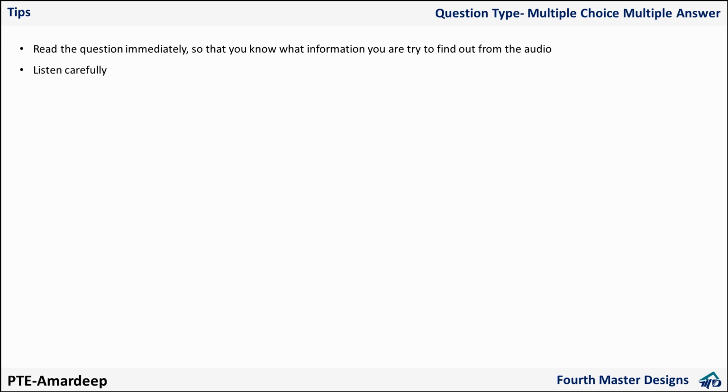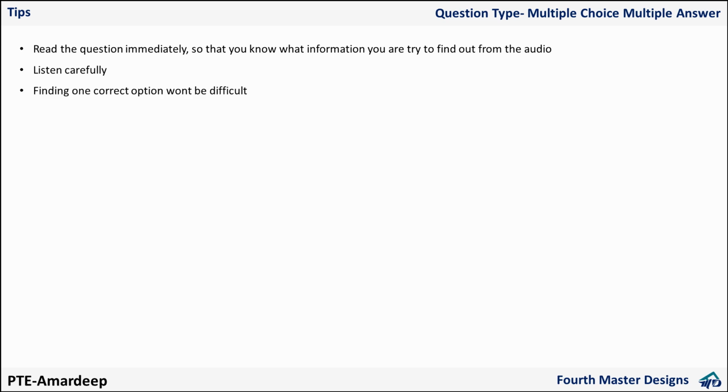Now coming on to some suggestions. The moment you get question, read it immediately, because you are getting just 5 seconds, 5 or 8 seconds only. After that audio will be played. So read the question immediately and think what information you have to figure out from the audio. Then listen carefully. That is a very important suggestion, because if you are not listening carefully, you won't be able to find answer at all.